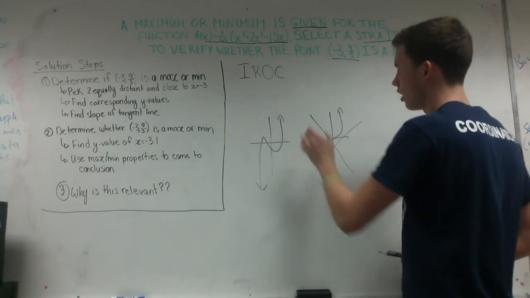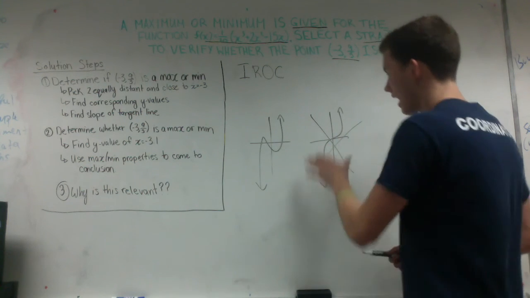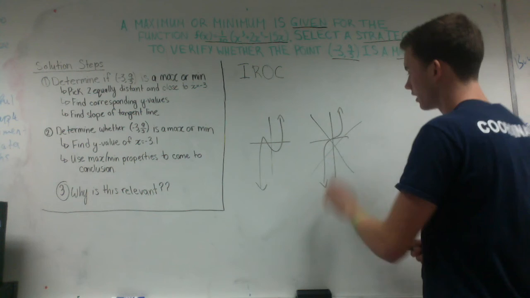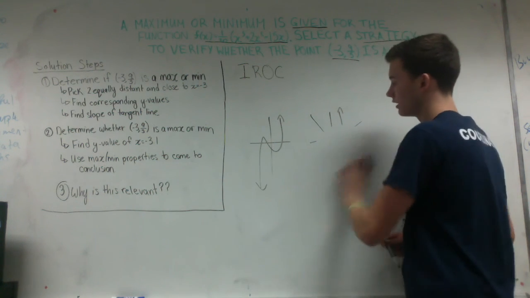key word because we know that -3, 9 over 5 is a max or min. We are just trying to prove it. And in this type of function, we actually don't have any max or mins because we only have a point of inflection, right? So this is actually completely out of the question.